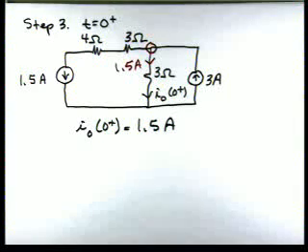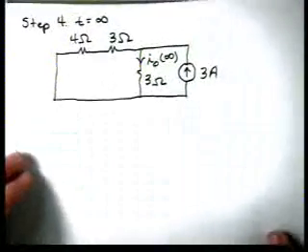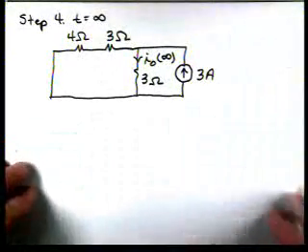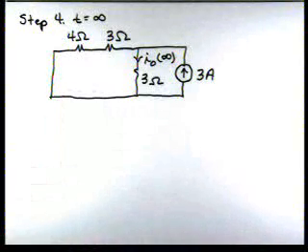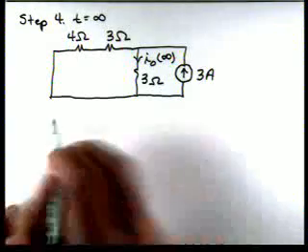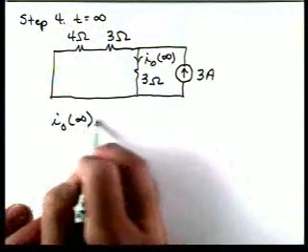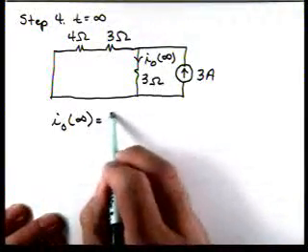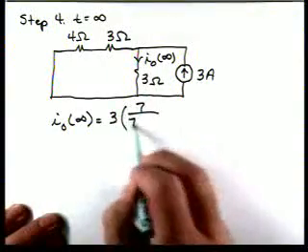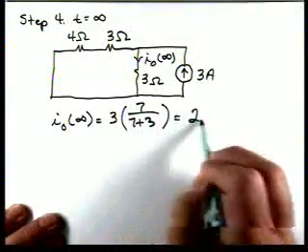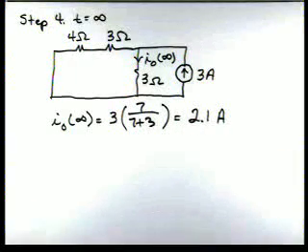The next step is to go to t equals infinity. Draw the circuit. Again, we're going to assume that we're now in steady state, so the inductor again is replaced by a short. Now we can calculate i0 of infinity simply by current division. We'd have 3 times, we want the current here, so we're going to have 7 over 7 plus 3. So i0 of infinity is 2.1 amps.